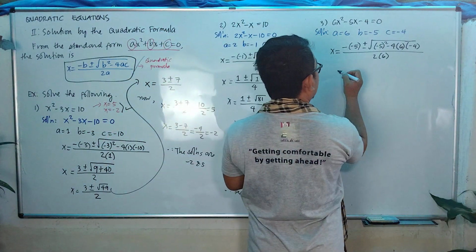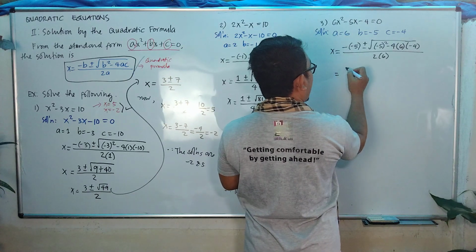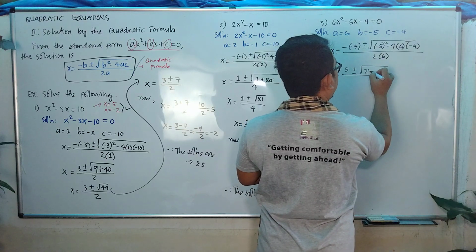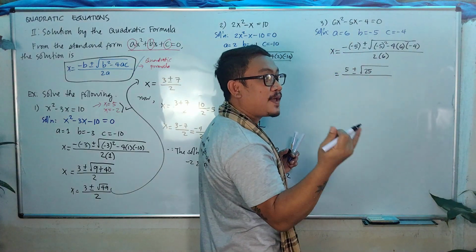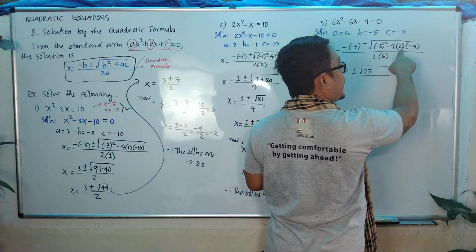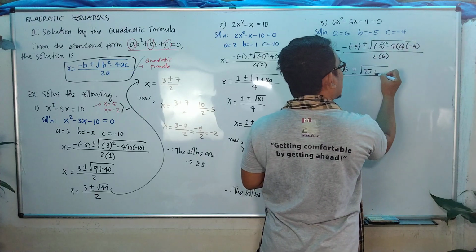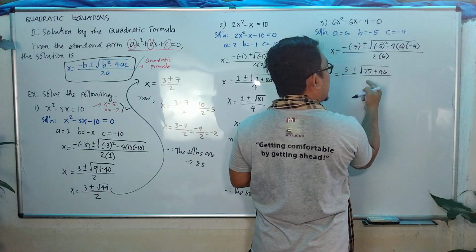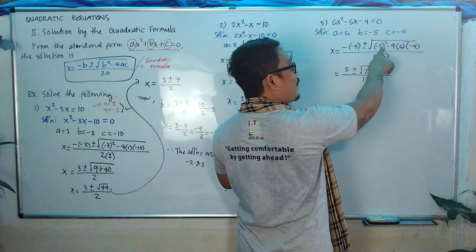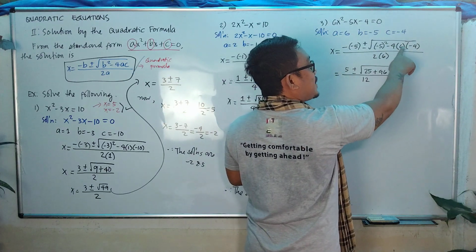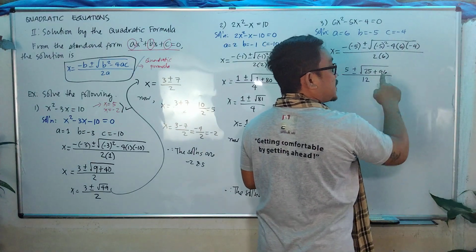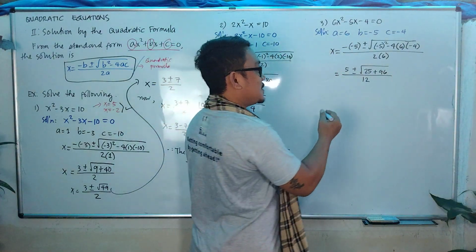Okay. So x is equal to negative times negative 5, so 5, plus or minus the square root of 25, because negative 5 squared, negative 5 times negative 5, is 25. Then negative 4 times 6 is negative 24, times negative 4, so plus 96. All over 2 times 6, you have 12. Okay? Again, negative 5 squared is 25. Negative 4 times 6 is negative 24. Negative 24 times negative 4 is positive 96. So, let's continue.